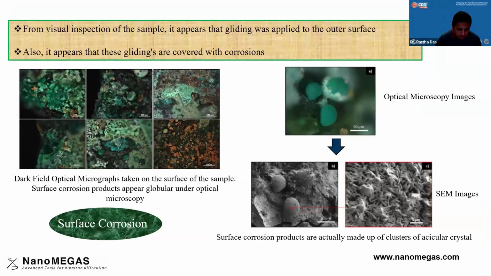So the first thing we looked at is how the sample looks in general. Visually, we can see the gilding was mostly applied to the outer surface, but it was covered with corrosion when we received the samples. In the optical microscope, we see some globular features in the corrosion, but when you look in the SEM, it's a cluster of needle-like crystals, and that means the corrosion is very complex, more than what it looks like on the surface.